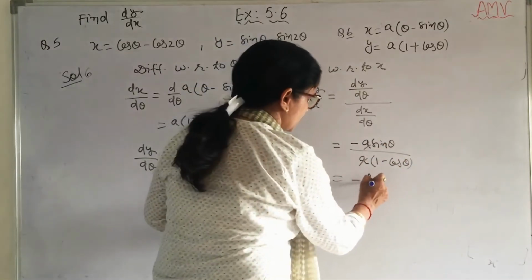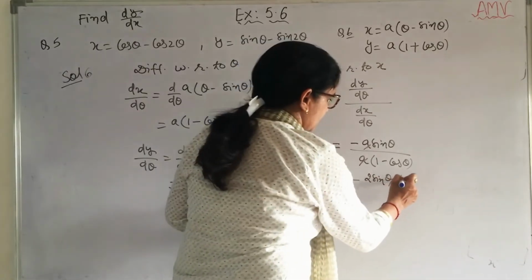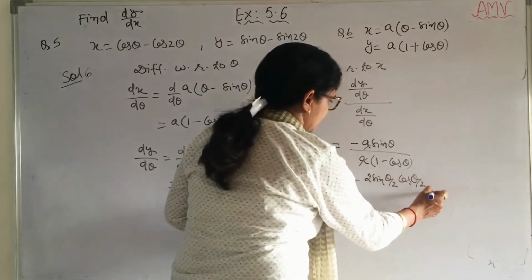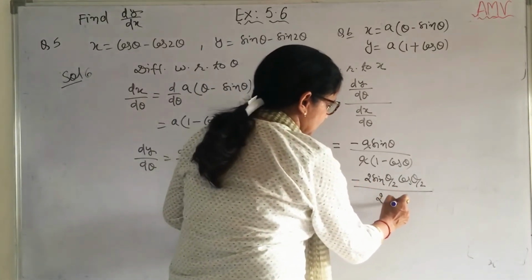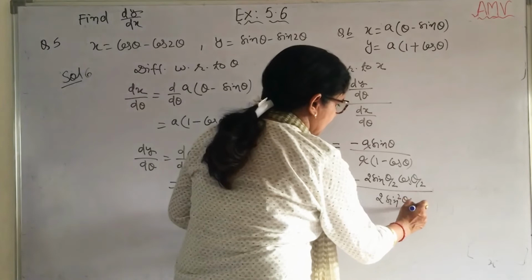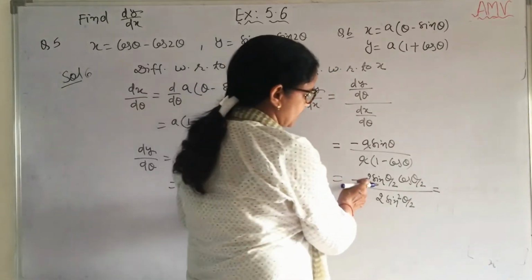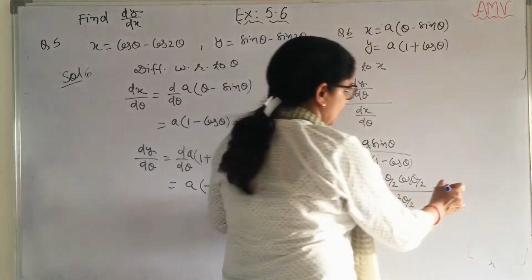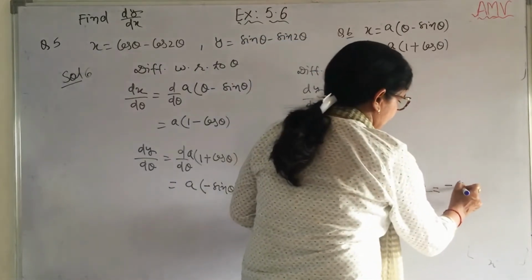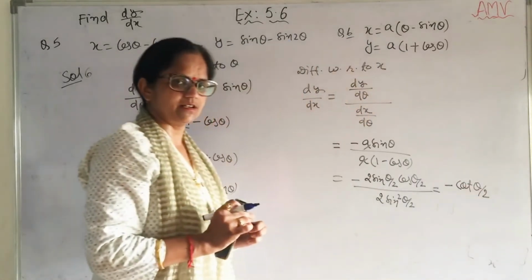So it is 2 sin theta by 2 cos theta by 2, applying the formula, and in the denominator it's 2 sin square theta by 2. Okay, and now simplify, you will get 2 will cancel, one sin theta by 2 and sin theta by 2 will cancel, and it's only minus cot theta by 2. Okay, it is the answer.